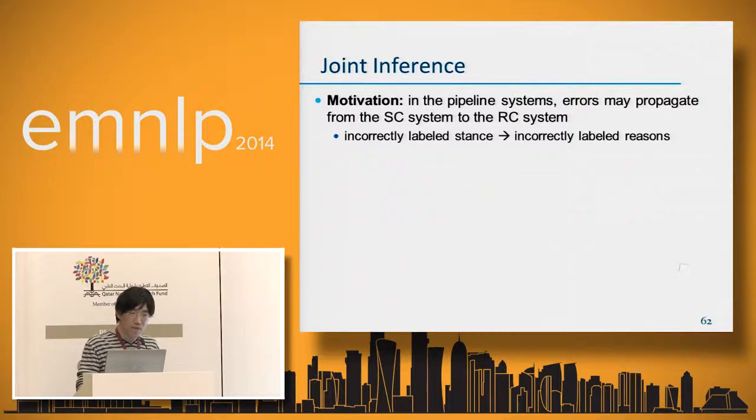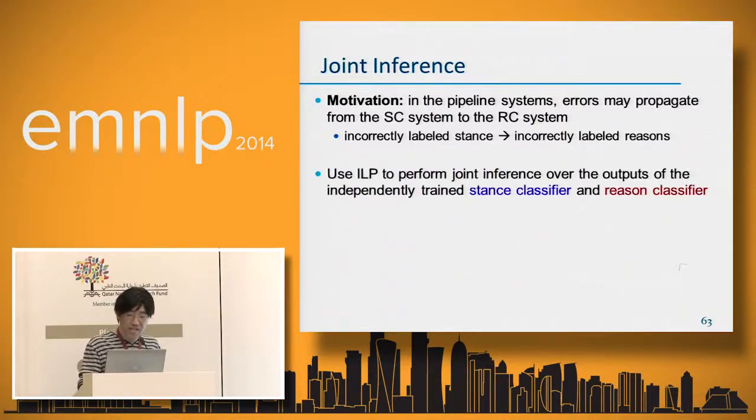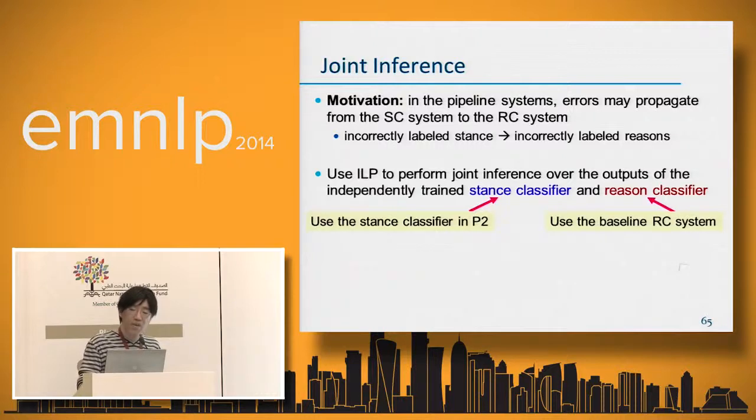Our next stance-supported reason classification system uses joint inference. And the motivation behind using joint inference is that in the pipeline systems, errors can propagate from the stance classification system to the reason classification system. In particular, if we have an incorrectly labeled stance, then that would lead to incorrectly labeled reasons. And so as a result, we use integer linear programming to perform joint inference over the outputs of the independently trained stance classifier and reason classifier. For the stance classifier, we use the sequence labeling model in pipeline system P2. And as our reason classifier, we use the stance-independent baseline reason classification system.